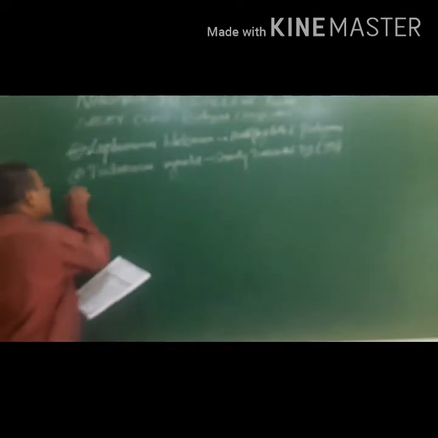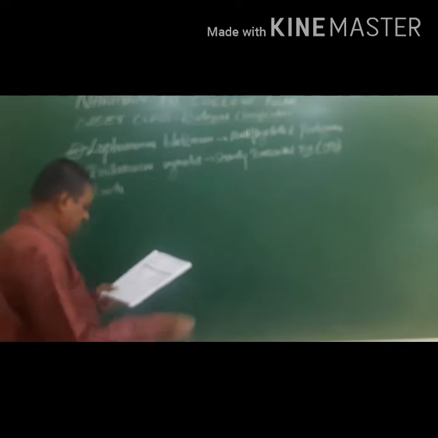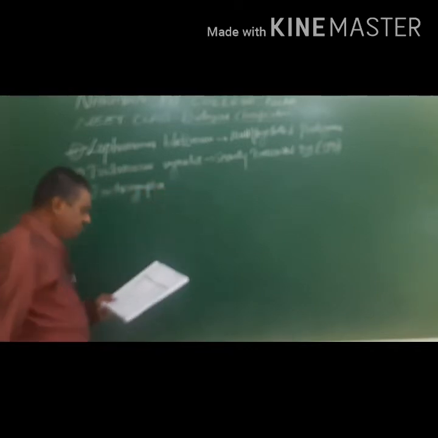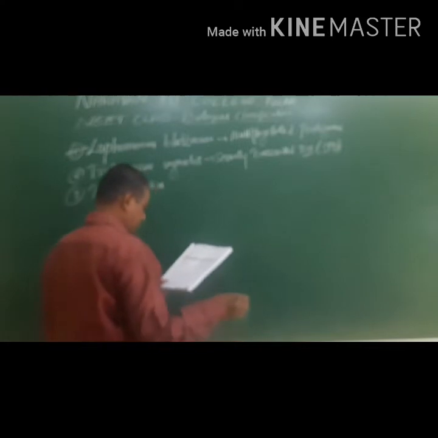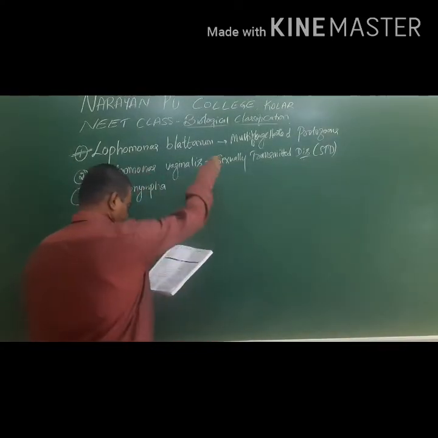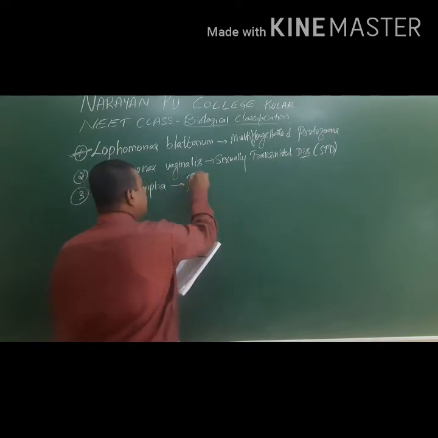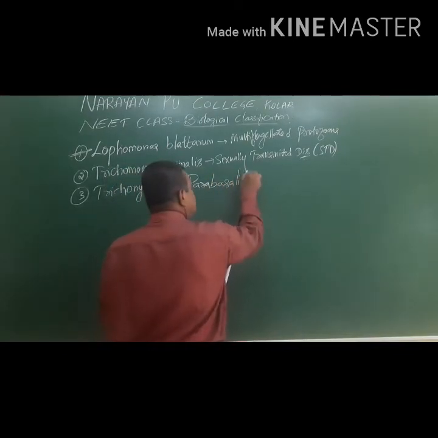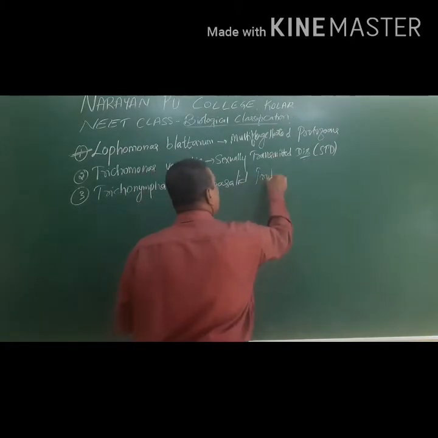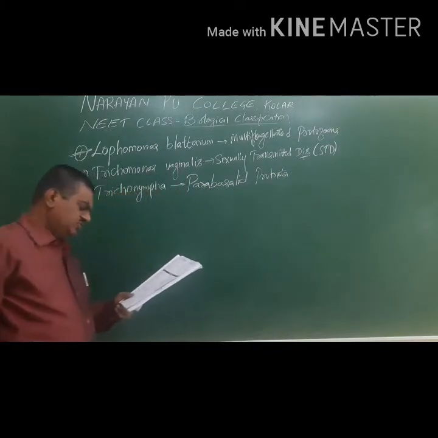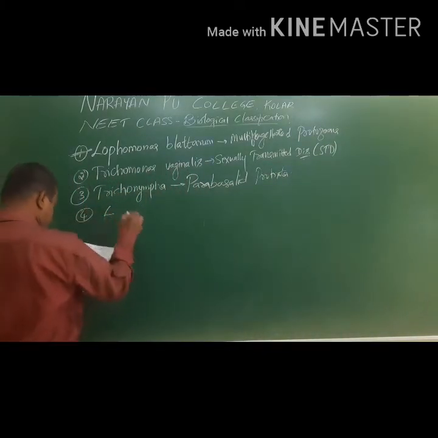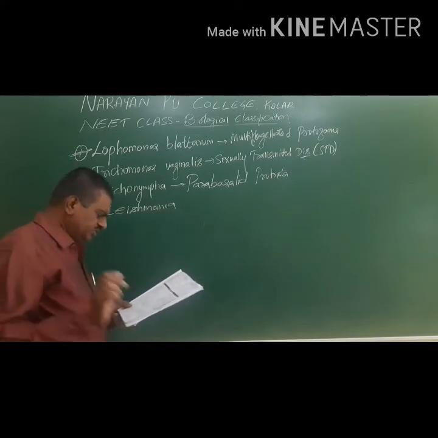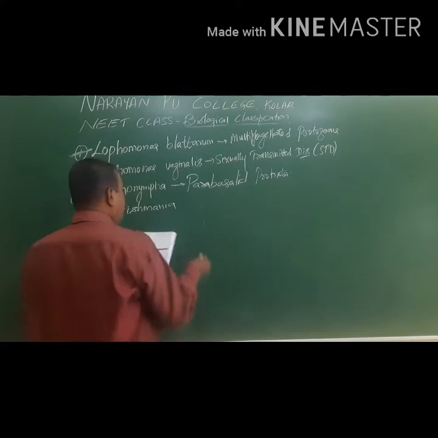Whereas the third option, Trichonympha. This causes a disease called paraboxalic, protozoans or protistas. So the fourth option is called Leishmania. This Leishmania usually causes black fever.